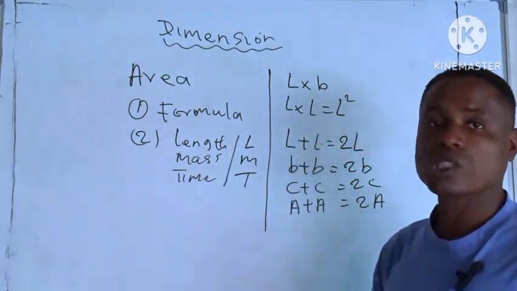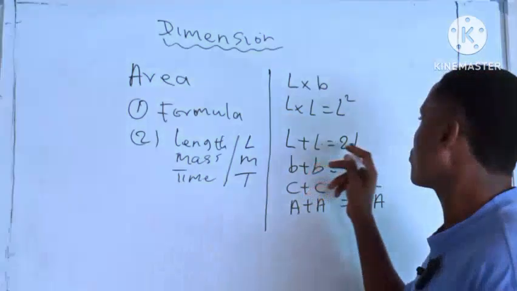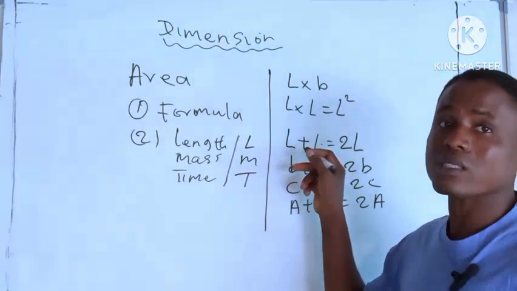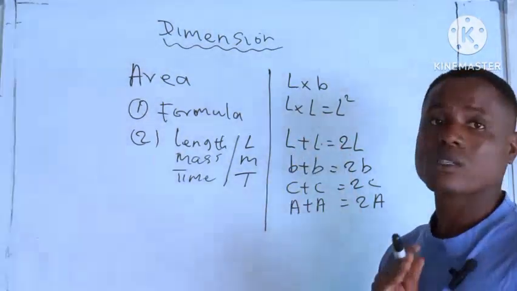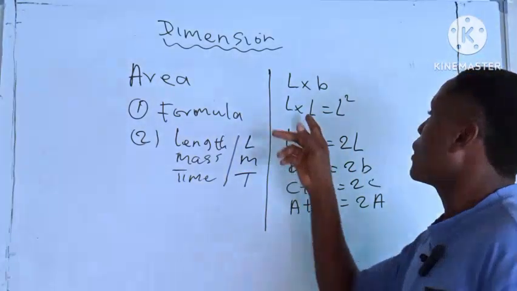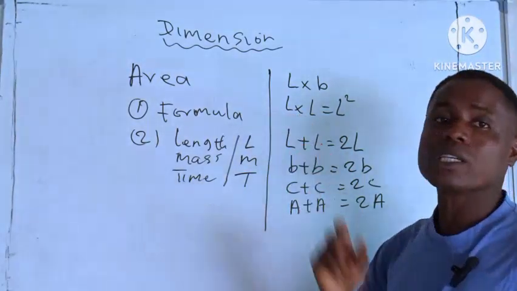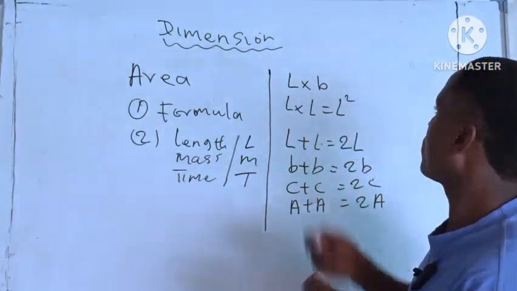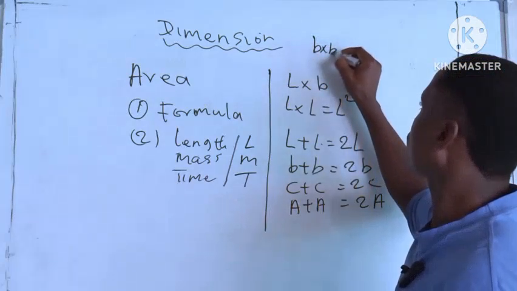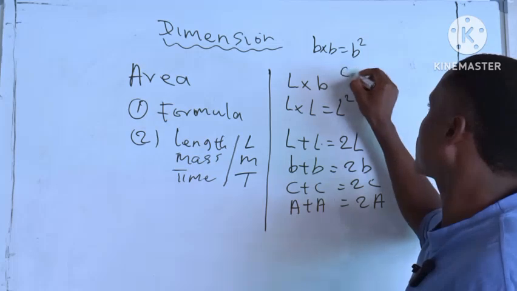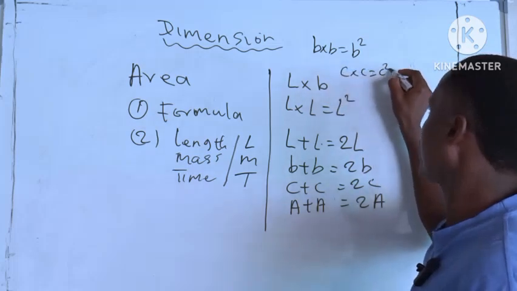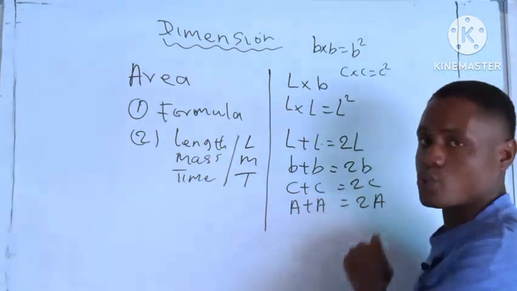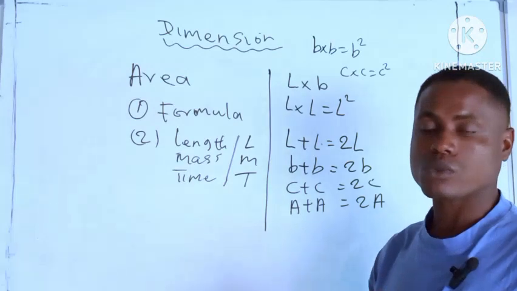The middle is multiplication, so it will not be 2L. Since the middle is not addition. Here the middle is times, right? So it will be L square. B times B will be B square. C times C will be C square. Are you getting it? But C plus C will be 2C. So please take note of these two differences.